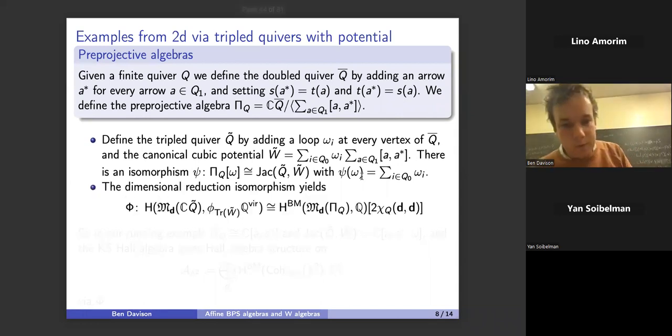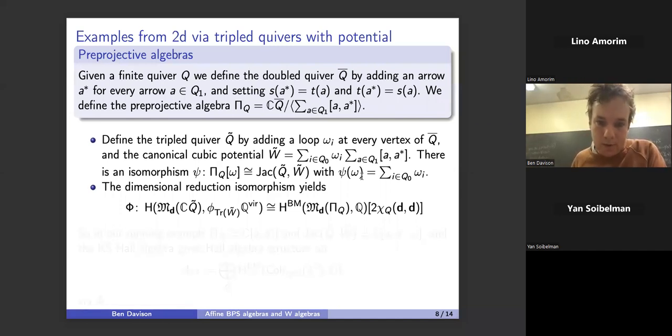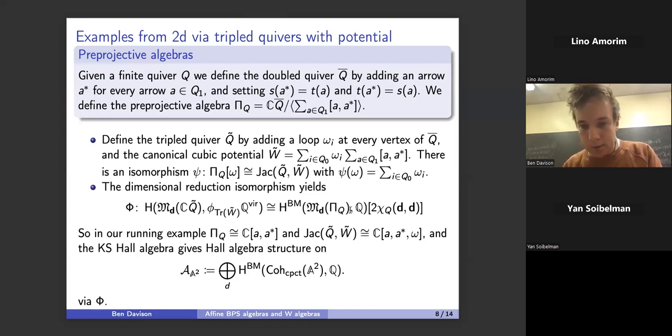Okay, so here, as promised, is a way to get rid of vanishing cycles from our lives for the rest of this talk. The dimensional reduction isomorphism is a general geometric fact, but it yields the following isomorphism between the vanishing cycle cohomology with a tripled quiver with its canonical cubic potential. This is isomorphic to the Borel-Moore homology, which is really the dual compactly supported cohomology of the stack of representations of the pre-projective algebra, with a certain cohomological shift, which just depends on the combinatorics of Q. And I should say in our running example, there will be no shift, so I'm not going to define it.